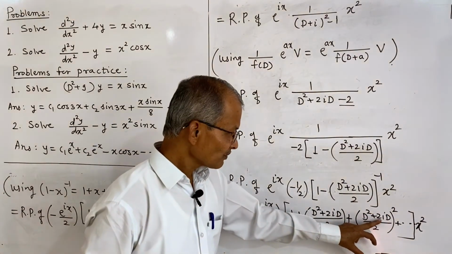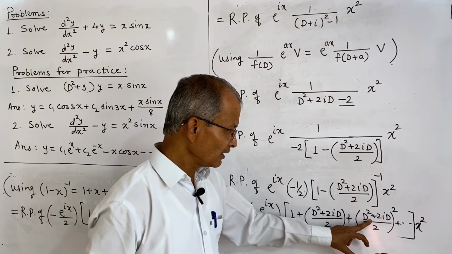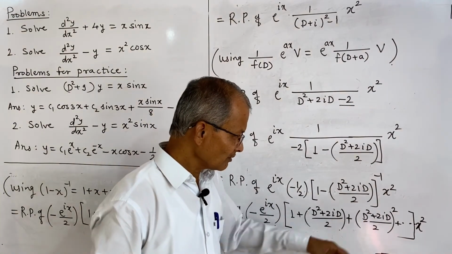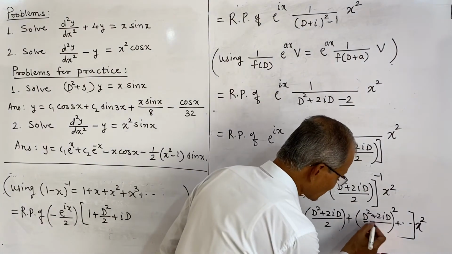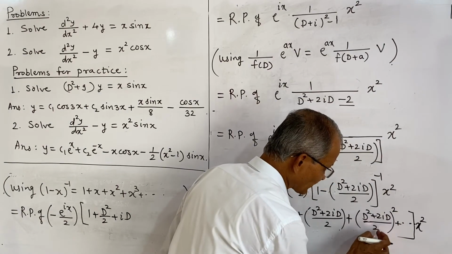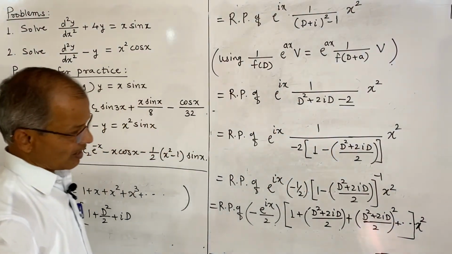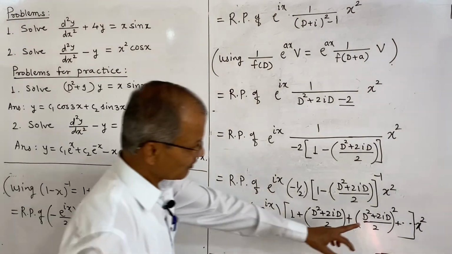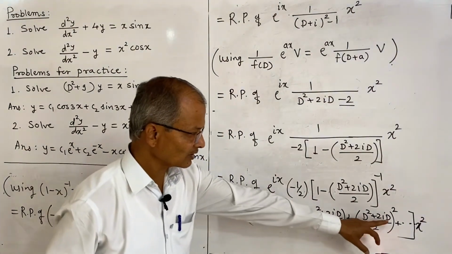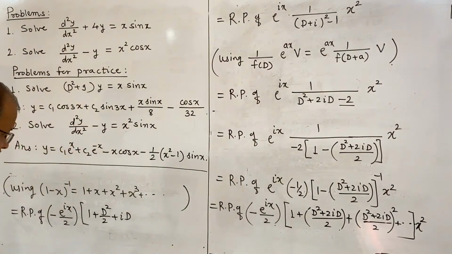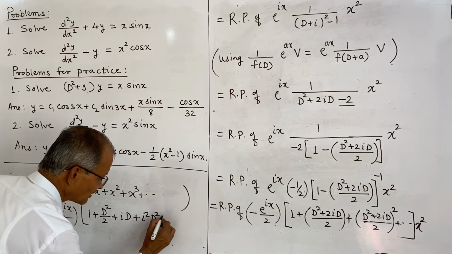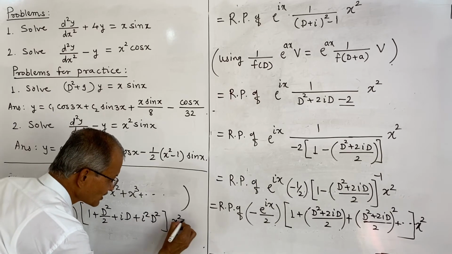Middle term is 4id cube, again cubic power of d, and we neglect that term, and only the last term is 2id whole square divided by 2 square, or that is I square d square. This 4 and 4 cancels, so the last term we should write as I square d square. You can check it, and only this much operates on x square.